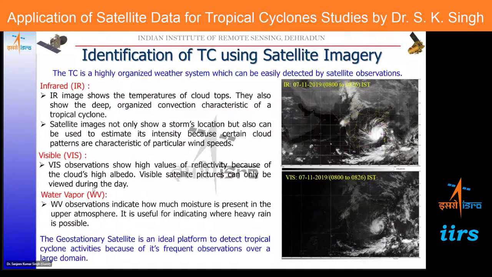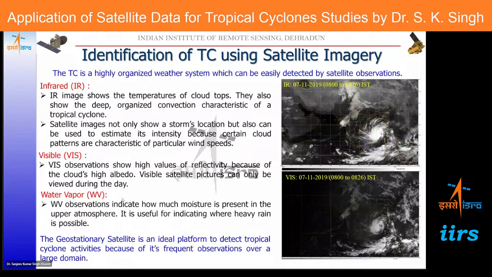Coming to the water vapor channel, it mainly measures the moisture. Because the tropical cyclone contains a lot of water droplets, you can easily identify where the moisture is moving and where heavy rain can happen. So you can easily identify it.